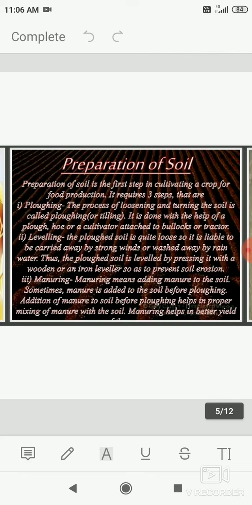Third is manuring. It means adding manure to the soil. Sometimes manure is added to the soil before ploughing. Addition of manure to the soil before ploughing helps in proper mixing of manure with soil. Manuring helps in better yield.